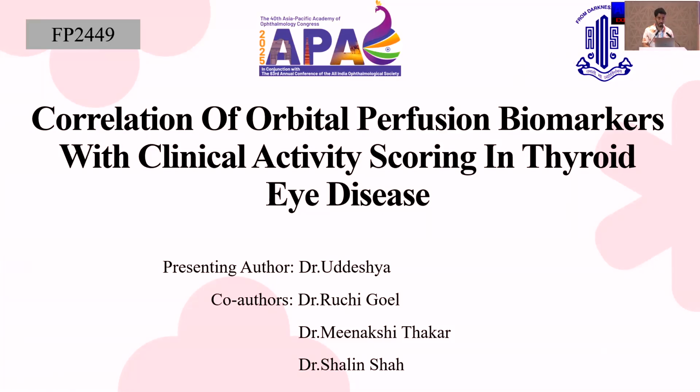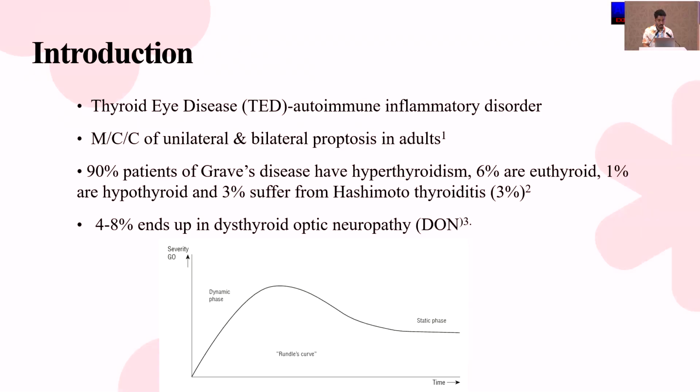Good afternoon, everyone. My topic is correlation of orbital perfusion biomarkers with clinical activity scoring in thyroid eye disease. As we all know, TED is the most common cause of unilateral and bilateral proptosis in adults, and 90% of the patients of Graves' disease have hyperthyroidism, and 4 to 8% end in dysthyroid optic neuropathy.